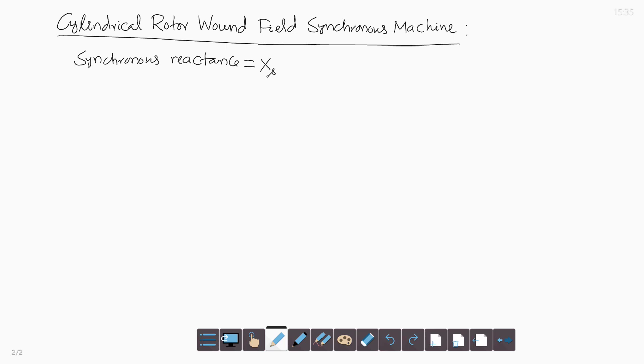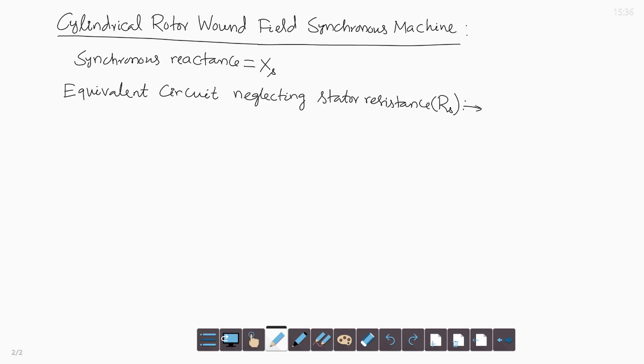So, with that, let us draw the equivalent circuit, neglecting stator resistance. We will do this analysis neglecting the stator resistance, otherwise you can add the stator resistance. So, the equivalent circuit is like this.